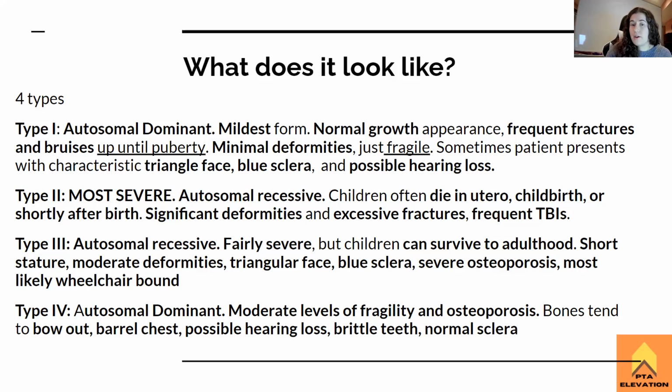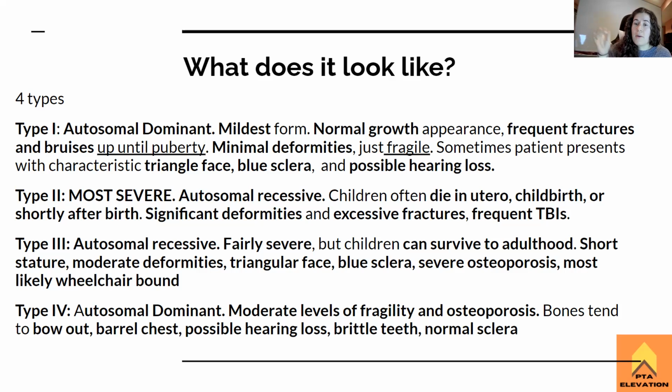With the type 1, though, they have some minimal deformities. As I said before, deformities being just like that barrel kind of chest or even that triangular looking face. I'll show you pictures of the triangle face. If you're listening to this on the podcast, go check out the video on YouTube. There, I got lots of pictures in here.